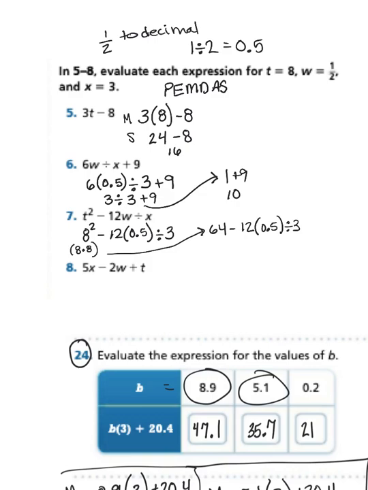Okay. After I do my exponent, I have to do multiplication and division. Okay, so I'm going to multiply first. So I'm going to have 64 minus 12 times 0.5 is 6 divided by 3. Next, I'm going to do my division. 6 divided by 3 is 2. And then if I take 64 minus 2, I come up with 62. That concludes our lesson.